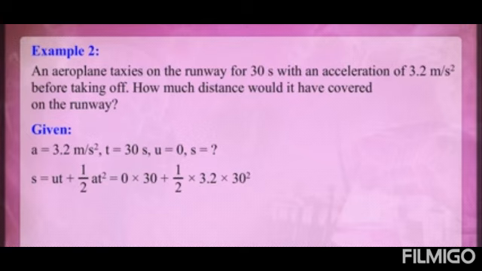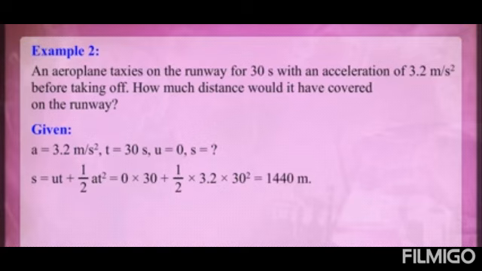Second example: An aeroplane taxis on a runway for 30 seconds with an acceleration of 3.2 meter per second square before taking off. How much distance would it cover on the runway? So acceleration is given, t is given, u is given. We are supposed to find s. We can use this formula: s is equal to ut plus half at square. So 0 into 30 plus half into 3.2 into 30 square.